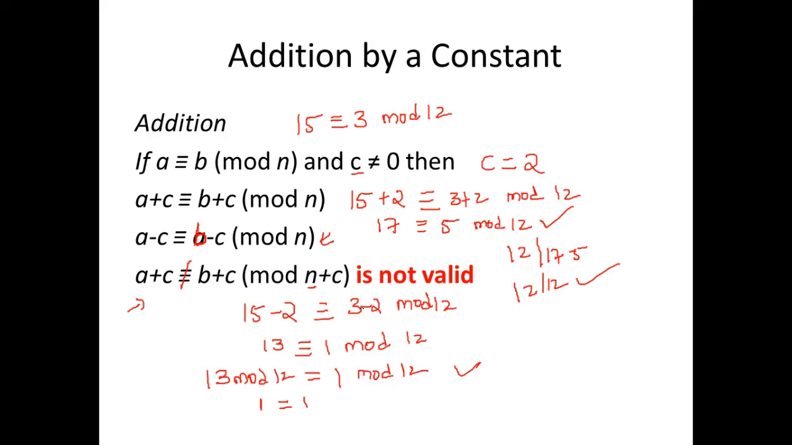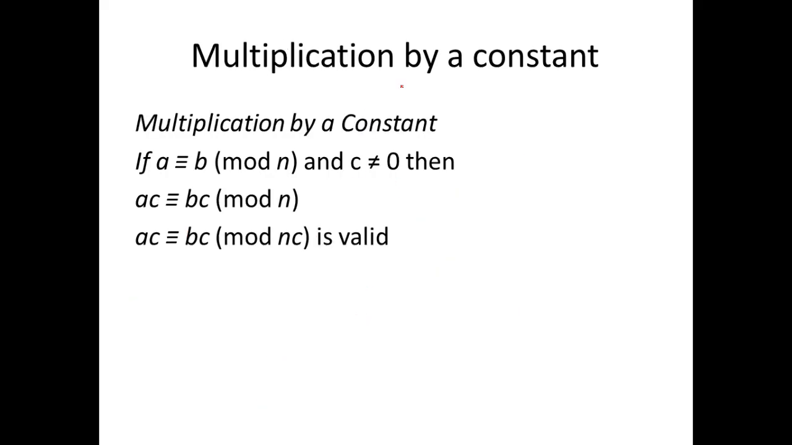Let me go to the next slide. It's called multiplication by a constant. So let's look at this property. If A is congruent to B mod n and C is not equal to 0, C is an integer, then this is true. AC is congruent to BC mod n.